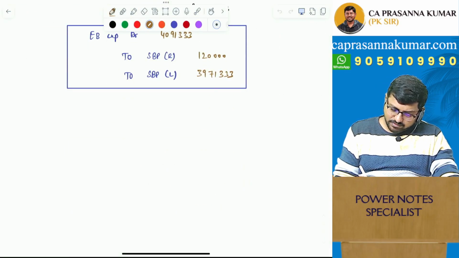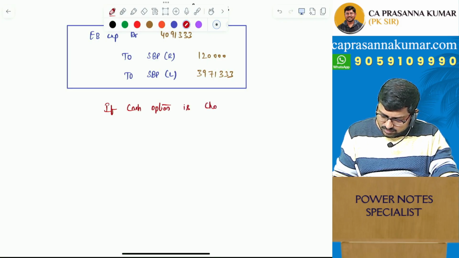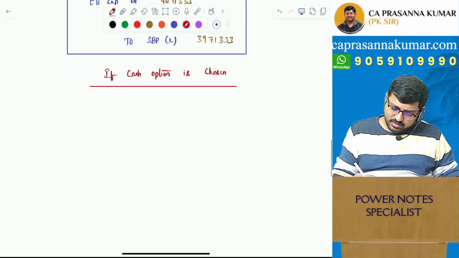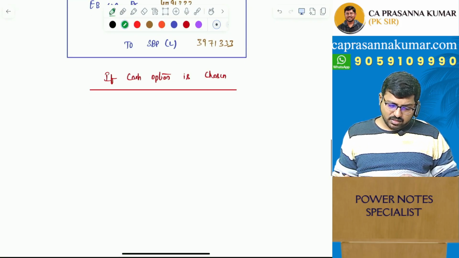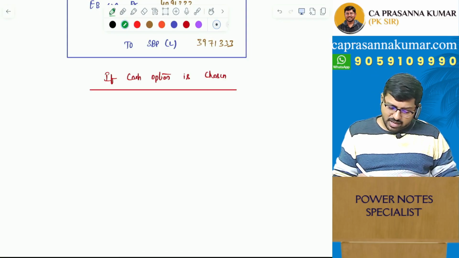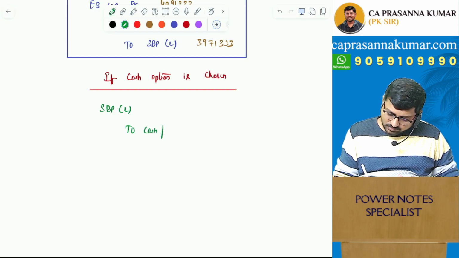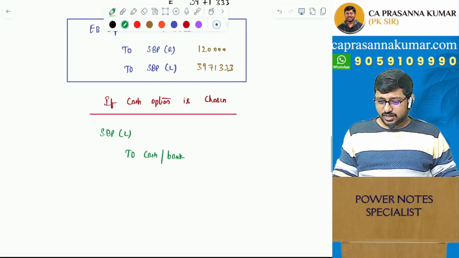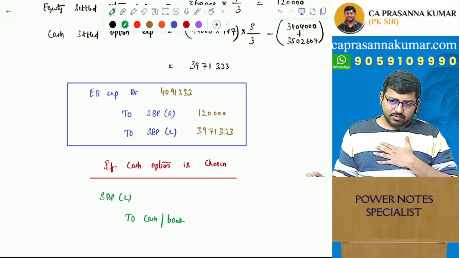So if cash option is chosen, right? This is easy peasy. What you'll be doing, Nana? Whatever the SBP liability that we have created so far, from that we'll be paying what? Cash or bank. So SBP liability to cash or what, Nana? Bank. How much is SBP liability that we have created? Right, guys. How much is the SBP liability that we have created?